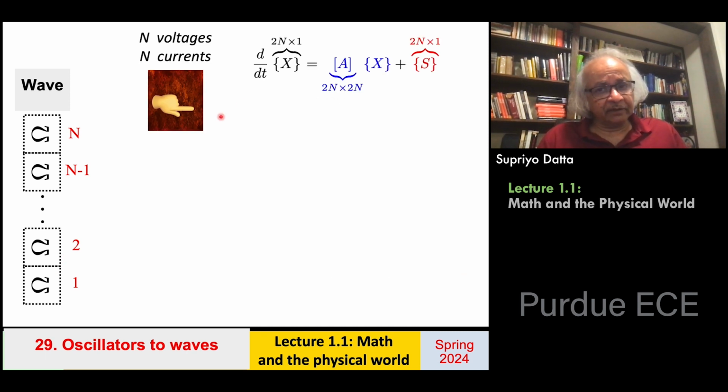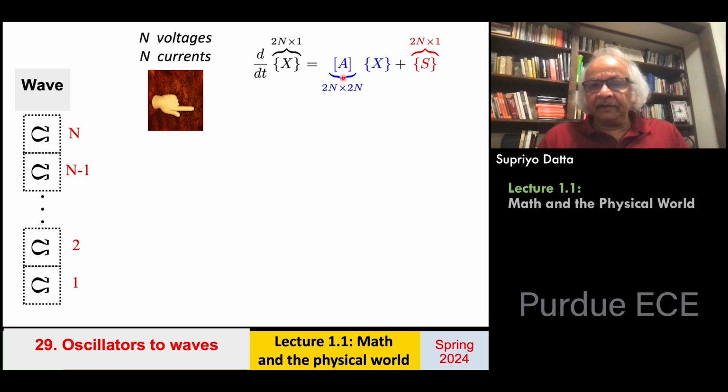How do you describe it? Well, same equation as before, but previously we had 2 by 2 equations, a voltage and a current. Now I've got N voltages, a voltage in each of these sections, and N currents, a current in each of these sections. So this entire column vector is now 2n by 1.